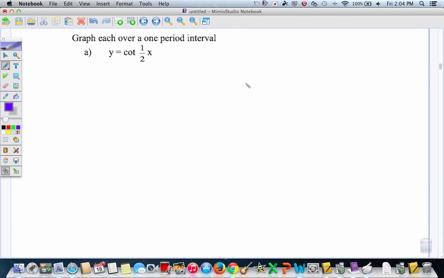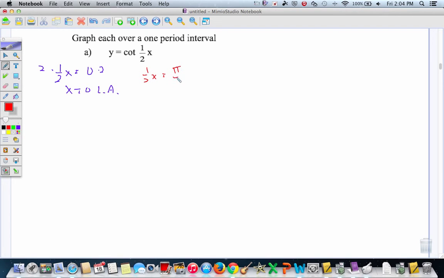That will get us into graphing here. Graph over a 1 period interval, cotangent of 1/2 x. Again, a new set of critical points to know. Our cotangent does start at 0, so I multiply both sides by 2. X still equals 0. That will be our left asymptote line.